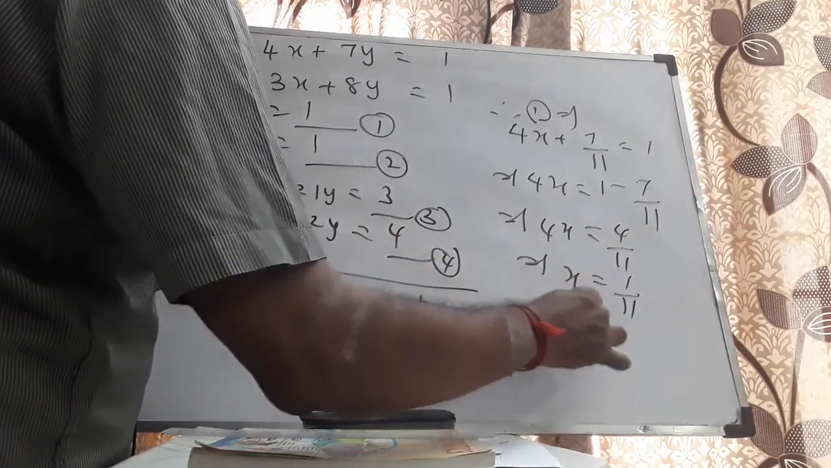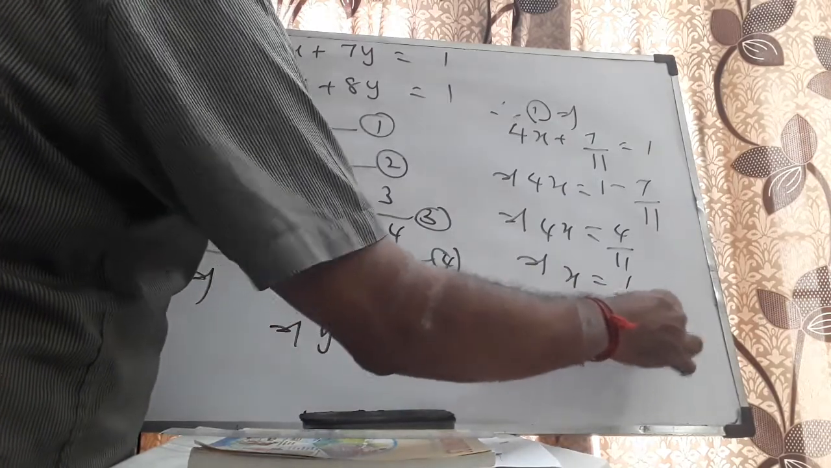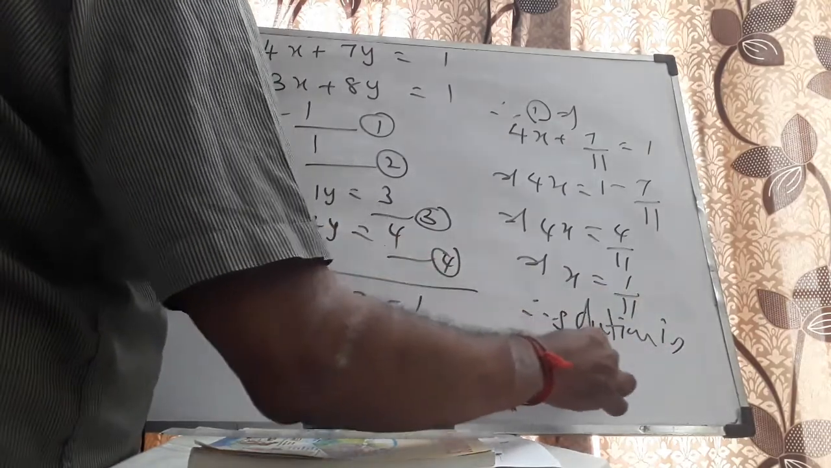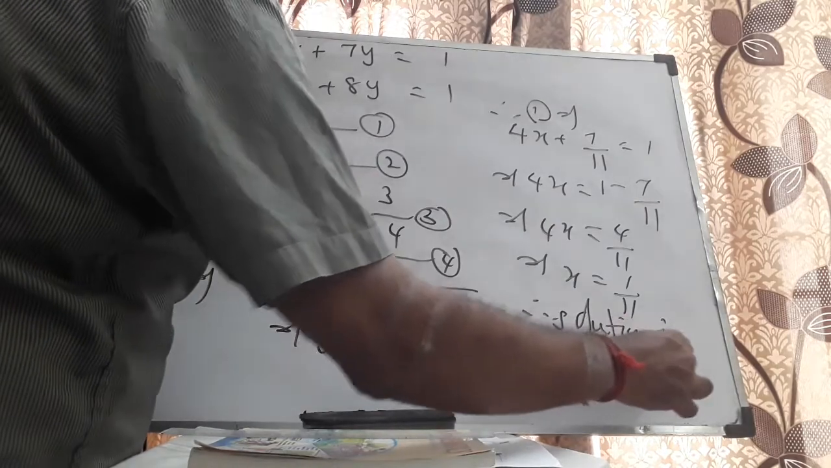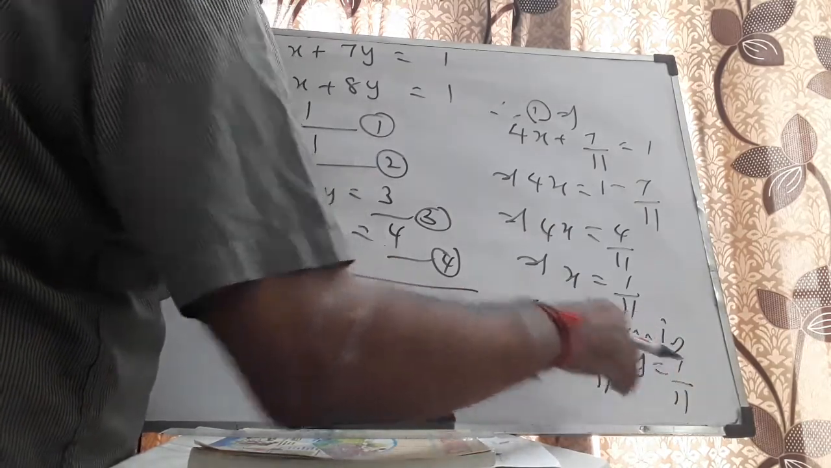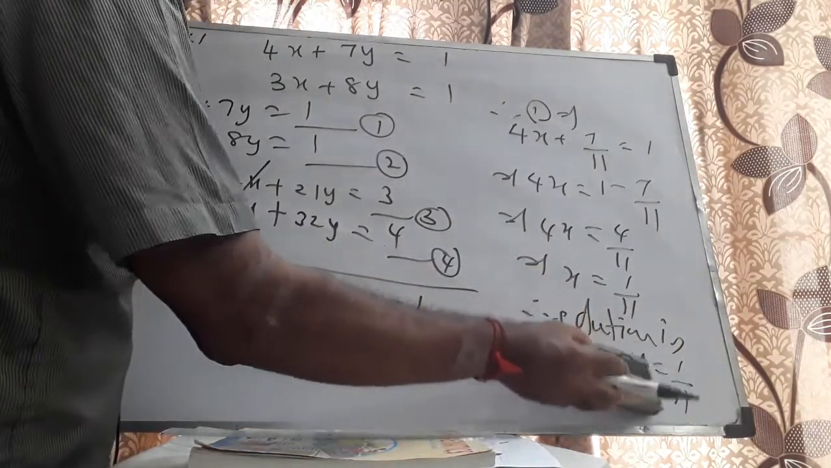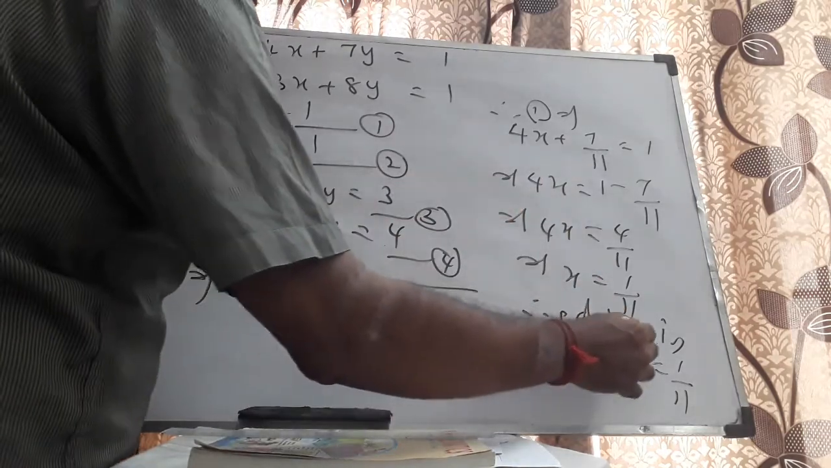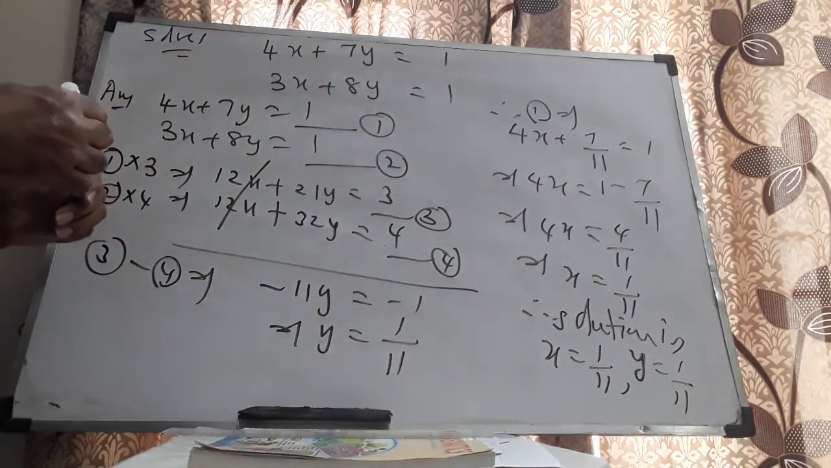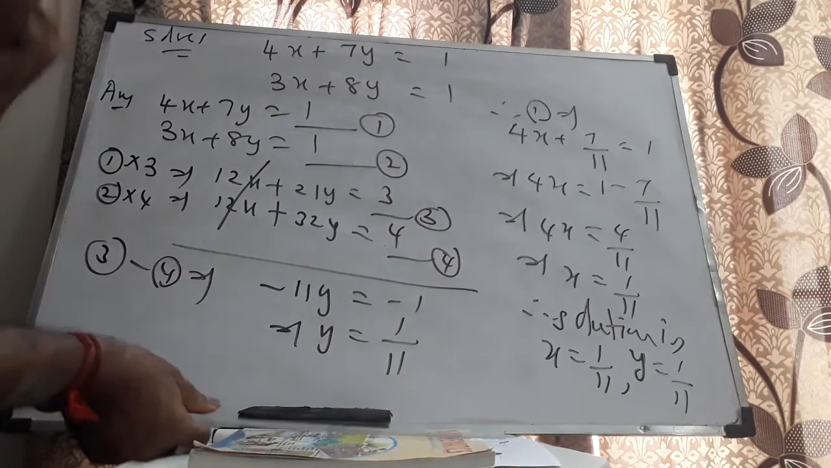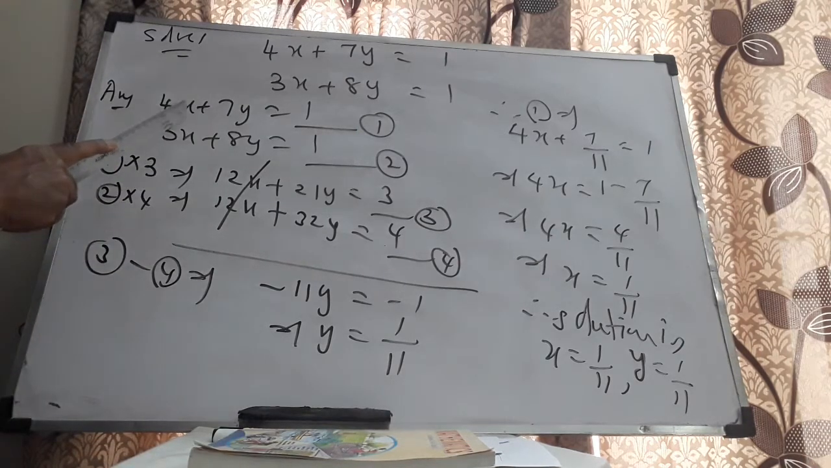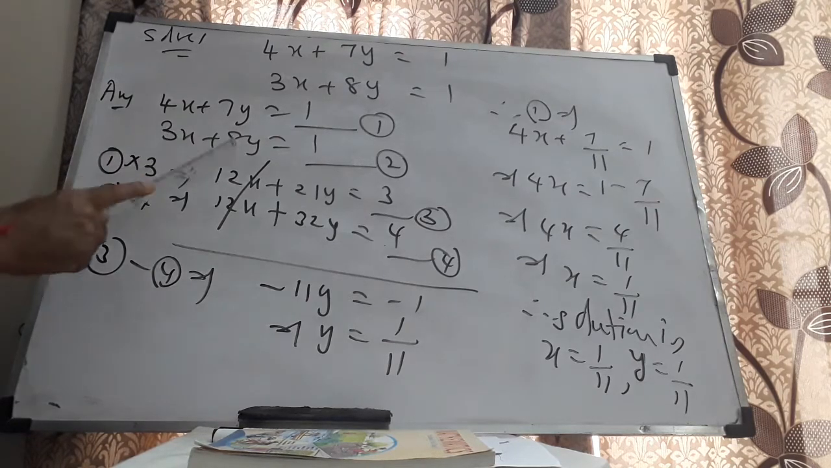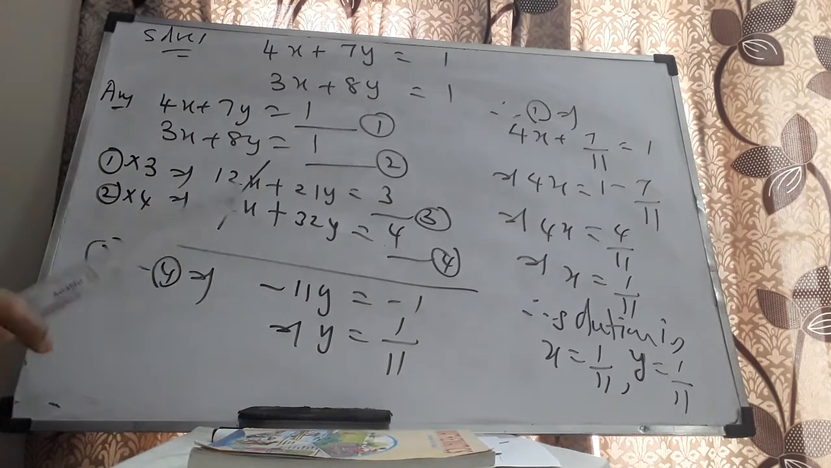Therefore, the solution is x is equal to 1 by 11, y is equal to 1 by 11. It need not always be a whole number. It can be a fraction also. That's the reason why I have taken this example. You can just verify: 4 by 11 plus 7 by 11, 11 by 11 is 1; 3 by 11 plus 8 by 11, 11 by 11 is 1. It satisfies both the equations.